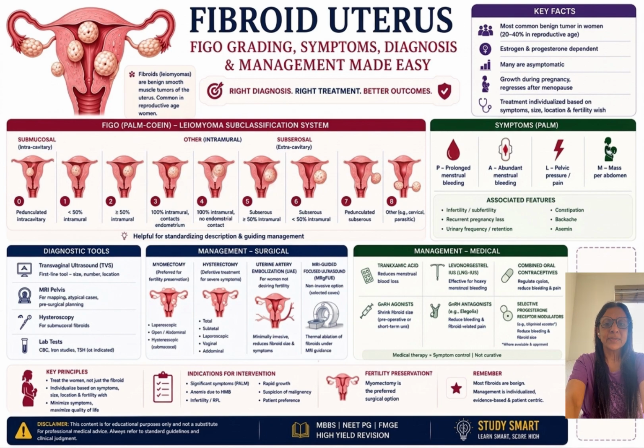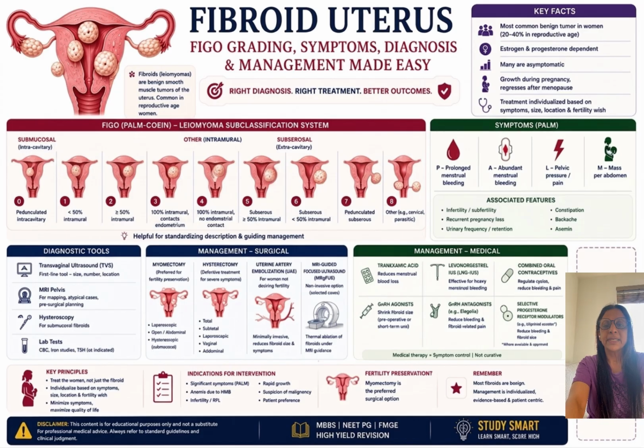Type 0 is submucous pedunculated fibroid in the cavity. Type 1 is less than 50% of the fibroid is intramural and the rest of the part is projecting in the cavity. Type 2 is more than 50% of the fibroid is intramural but still it is protruding through the cavity. Type 3 and type 4 are intramural fibroids where most of the part of the fibroid is seen in the layers of myometrium, but still it is touching the surface of endometrium. Type 4 is 100% of the fibroid is in the layers of myometrium and it is not touching the surface of endometrium.